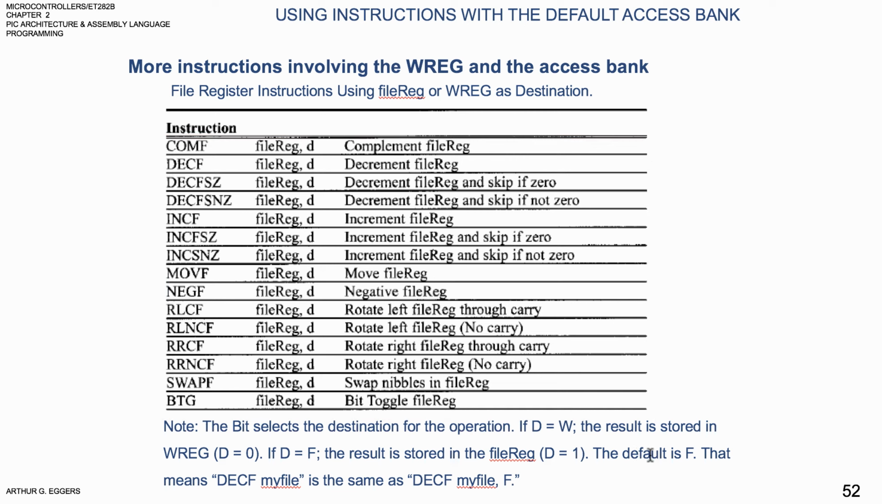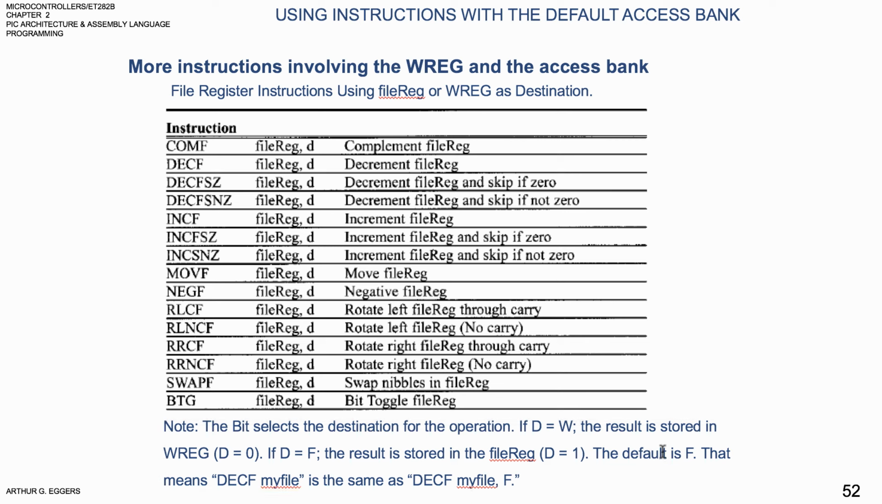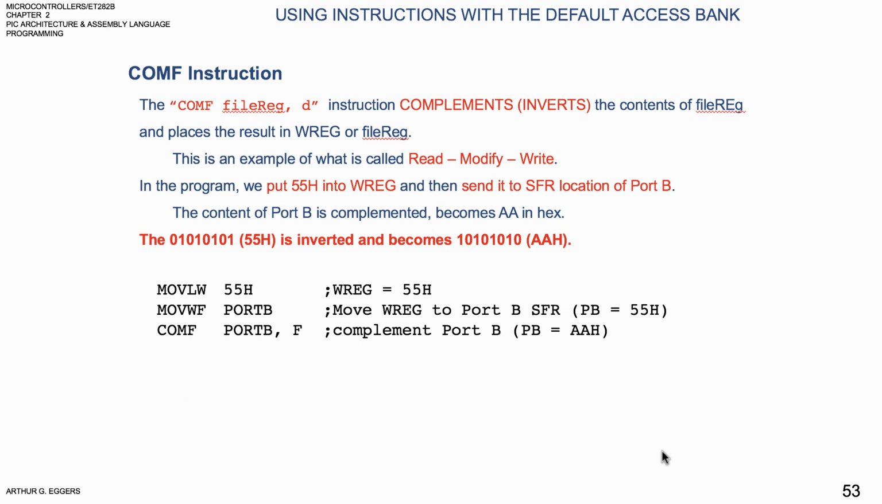And the explanation here on the bottom of the note is the same, where they're telling you in this case, if you're using a decrement file register and you're giving that command with myfile, it's the same as saying decrement in a file and use the information to be placed in the file register. So next video we'll hit the complement, the comf instruction, and see what that gets us.